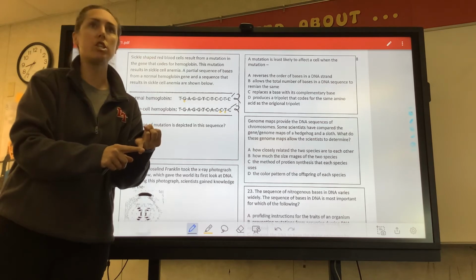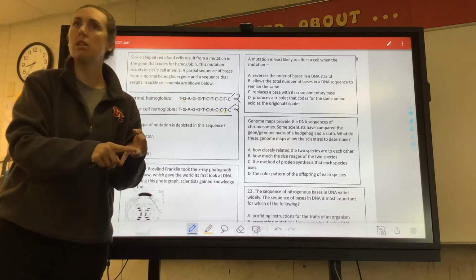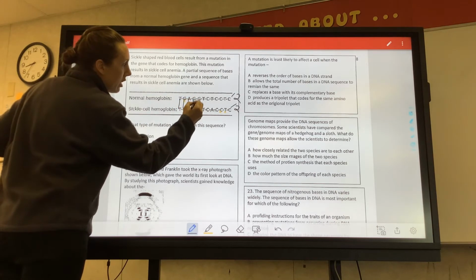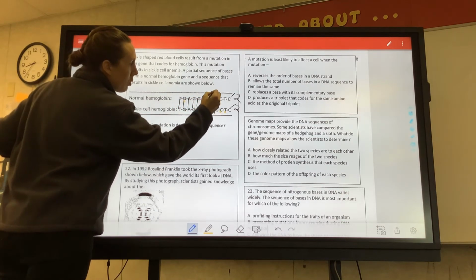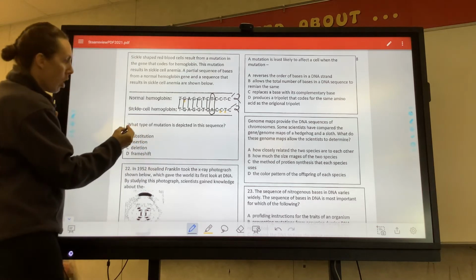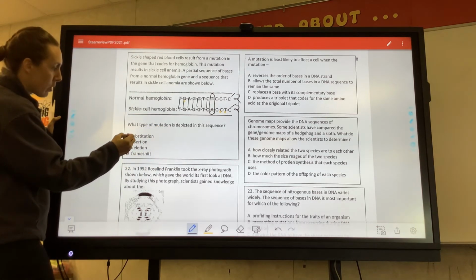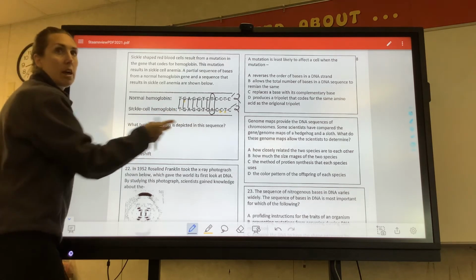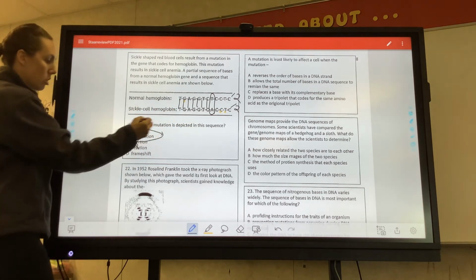There was no insertion. Was anything deleted? It's not a deletion, okay? T, G, A, G, G, T, C. Here's the difference, okay? What type of mutation? There was not an insertion or deletion. Did something shift completely over? It was a substitution, okay?